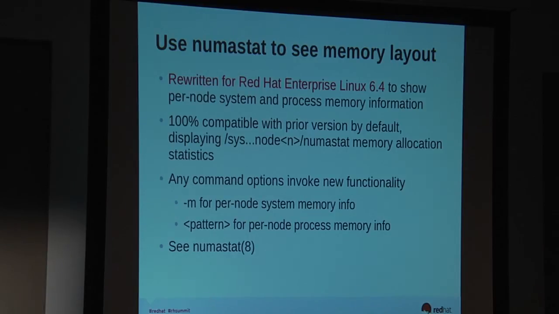So Red Hat rewrote NumaStat for RHEL 6.4. It was a pre-existing tool on Linux systems, and it previously showed allocation statistics, whether memory was allocated on the node that it was intended to be allocated on. But it was rewritten to show per node, per process application memory, and we'll see some examples of that coming up. It's in RHEL 6.4. There's a decent man page for it. I encourage you to look at that.